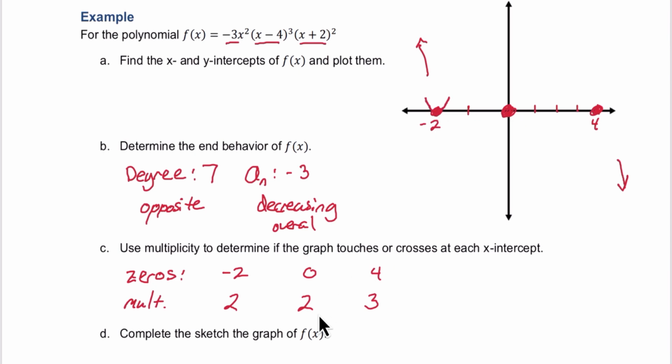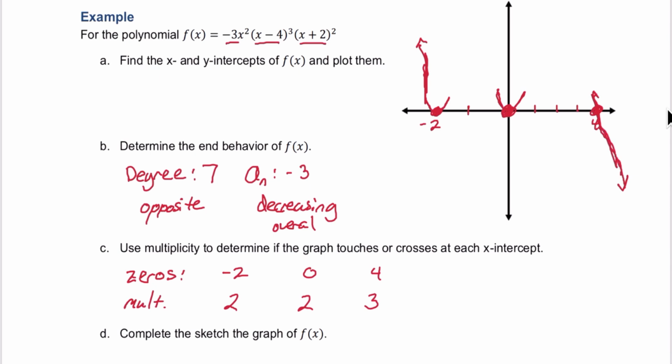0 has a multiplicity of 2. So again, this one is going to touch and turn around, bounces off at that x-intercept. And then 4 has a multiplicity of 3, which means at 4, since the multiplicity is odd, the graph is going to cross the x-axis. From here, we just need to connect the end behavior to what we have for our sketch.